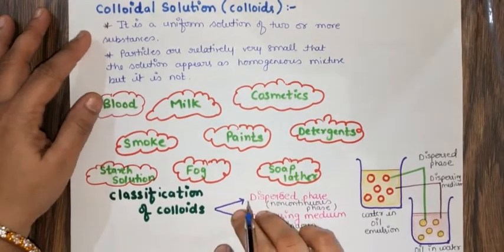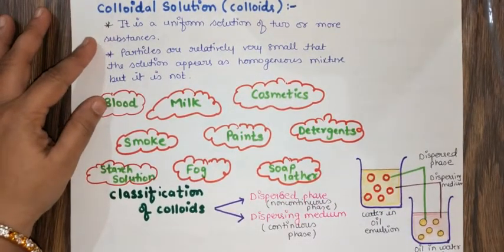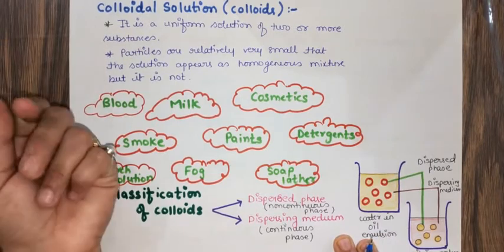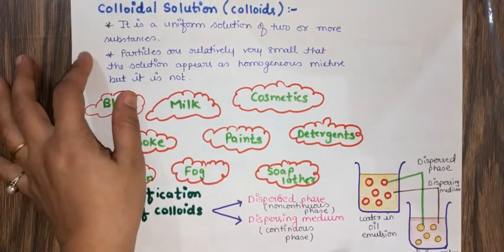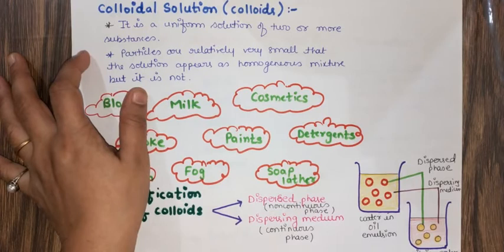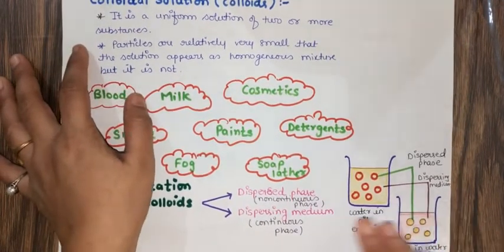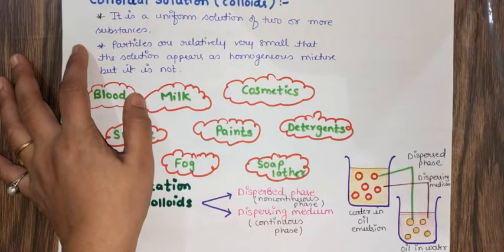Now, classification of colloids. A colloid can consist of two parts: the dispersed phase and the dispersing medium. What are they? The dispersed phase is the discontinuous phase, and the dispersing medium is the continuous phase. Now let us check what the dispersed phase, the non-continuous phase, and the continuous phase are.